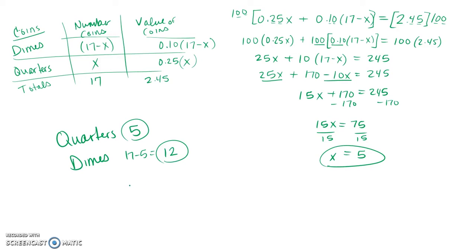So 12 dimes would be $1.20. 5 quarters would be $1.25. When we add those up, we get $2.45, which checks out. We got the correct answer.